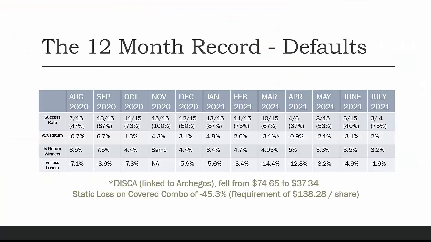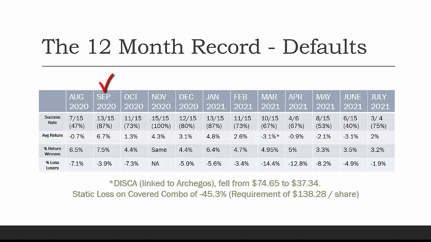The 12-month record for the default initial value screen. Well, we already saw August 2020, success rate of 47%. If we had entered all 15 trades, we would have seen an average return of a loss of 0.7%. But the average return on winners was 6.5%. Average loss on the losers was 7.1%.